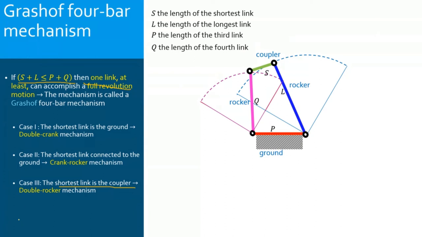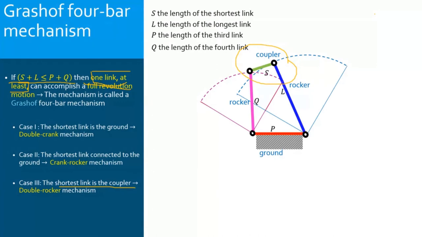that should make a full 360 degree revolution. In this case, it is the coupler that makes the 360 degree revolution. If it is Grashof, we always have the shortest link that can undergo the 360 degree revolution. But here it has a general motion, so I cannot name it a crank. That's why it is a double rocker four bar mechanism. But here it's Grashof. It is a double rocker Grashof four bar mechanism.